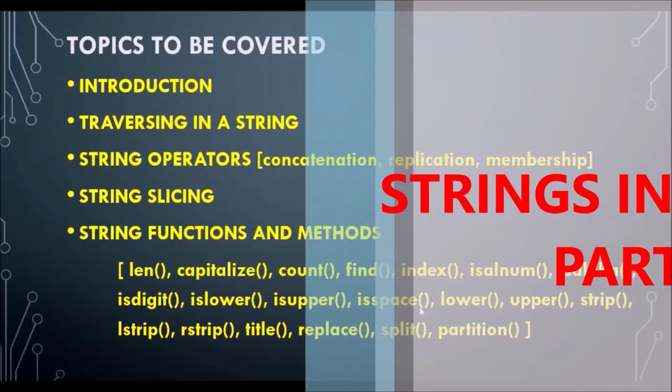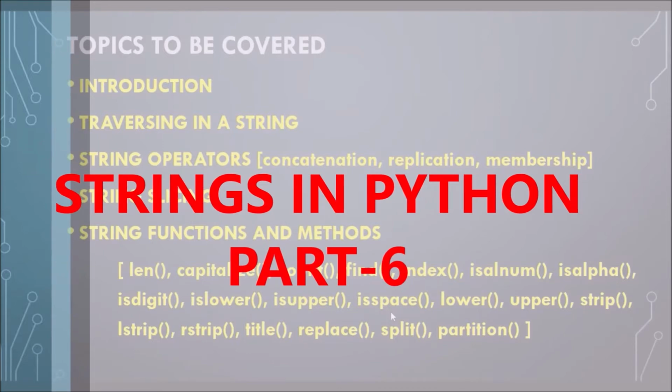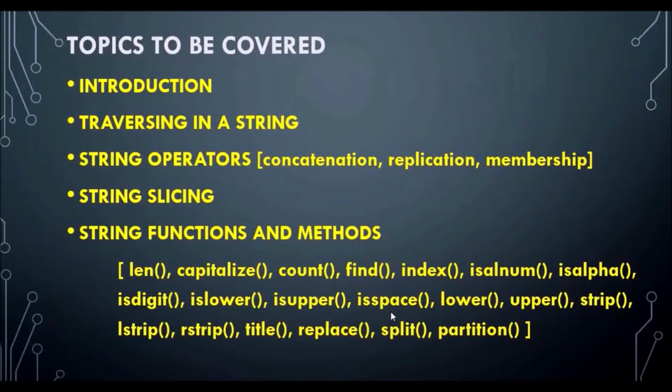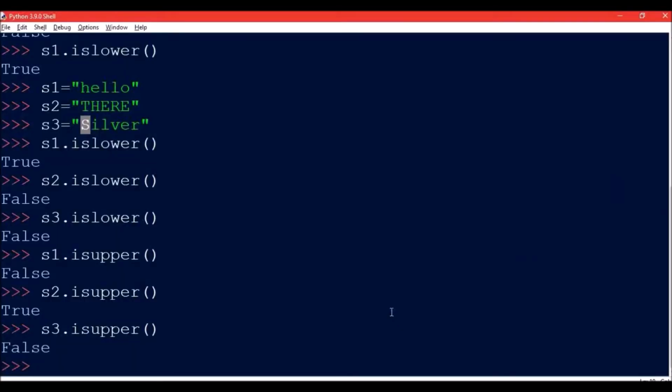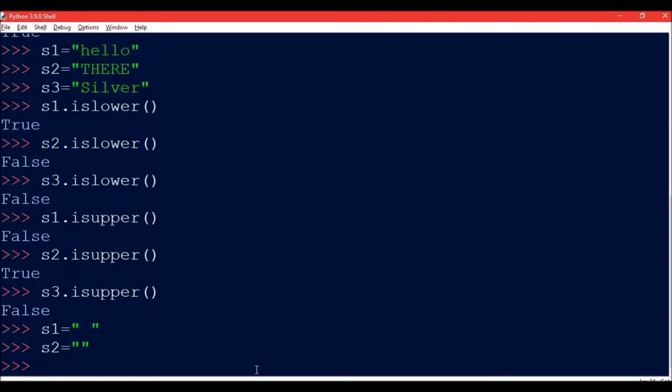The next function in the list is isspace. Now isspace basically returns true if there are only white space characters in the string. There must be at least one character, and it returns false otherwise. So now let us take S1 as a blank string and S2 as an empty string. Now what is the difference between an empty string and a blank string?